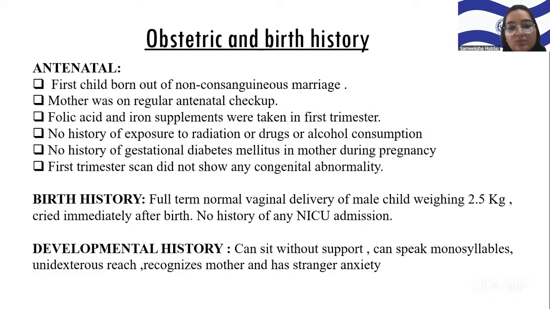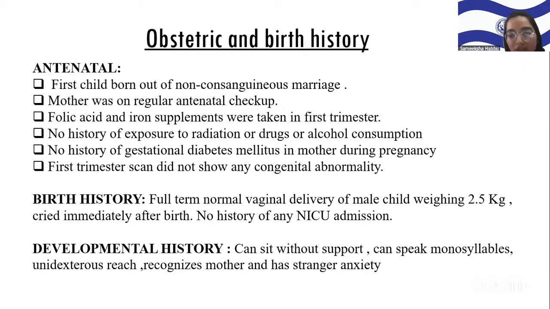The baby is the first-born child of a non-consanguineous marriage. The mother has received regular ANC checkups and received iron and folic acid supplementation throughout. There is no history of exposure to radiation, teratogenic drugs, alcohol consumption, or diabetes mellitus in the mother, and the first trimester scan did not show any congenital abnormalities in the baby.